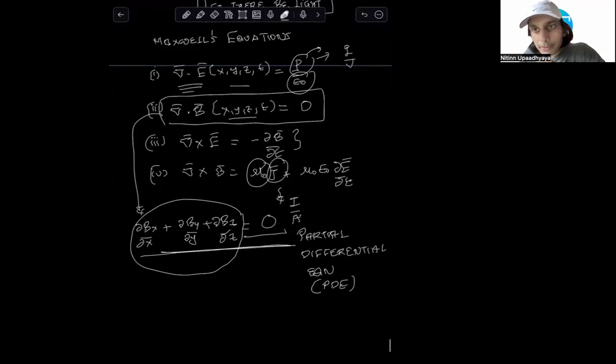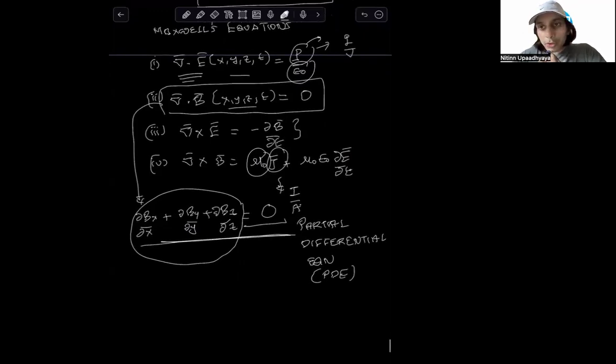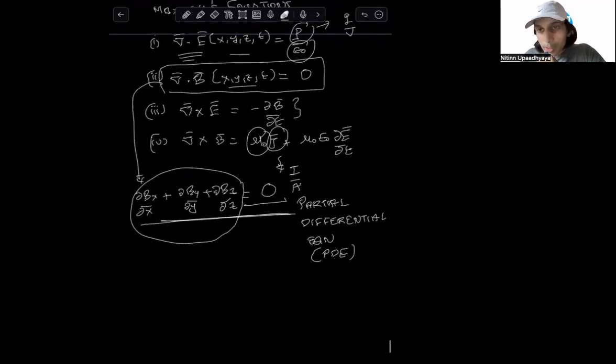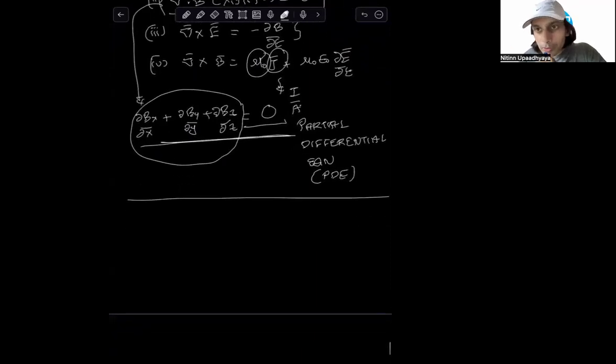And many physical phenomena are actually modeled, or their dynamics and how they behave in space-time are modeled, using partial differential equations. Maxwell's equations are one of the first examples of partial differential equations. All right, so with these four equations, we can actually predict light. And the way we do that is we're going to simplify these equations even more. So let's focus on a region where there is no charges and there is no current.